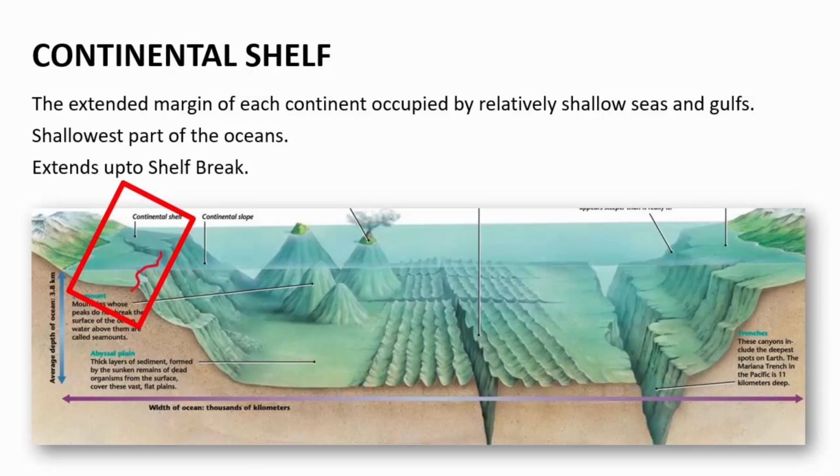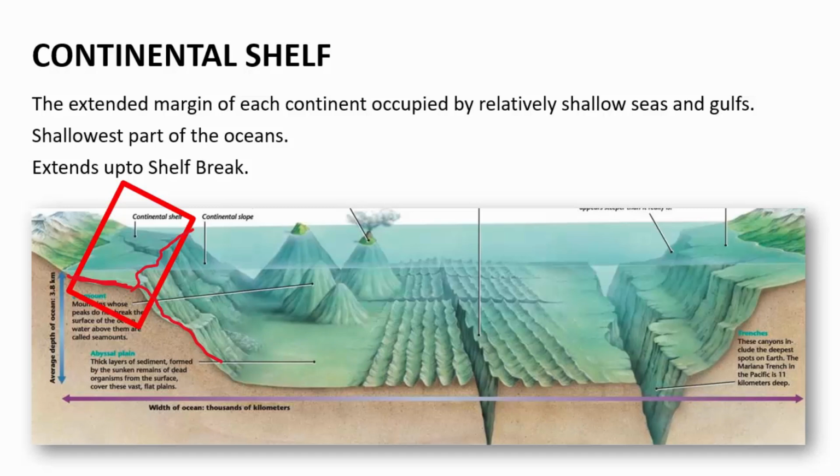extends up to the shelf break. This is the point where the slope, or you can say the gradient, starts to decrease at a higher rate. Up till this point, the gradient is around 2 degrees only, and as soon as you move ahead after the shelf break, then comes the continental slope, which we'll discuss later in the session. And of course, the gradient of the landform in the continental shelf is very low.